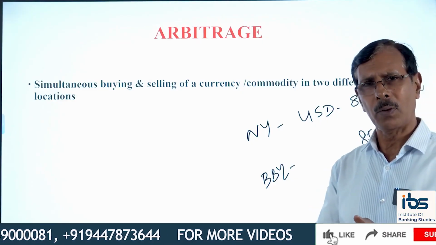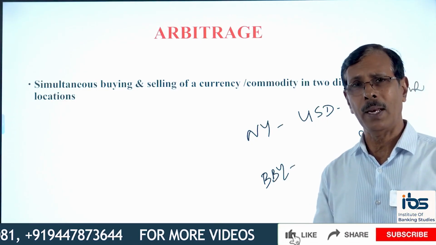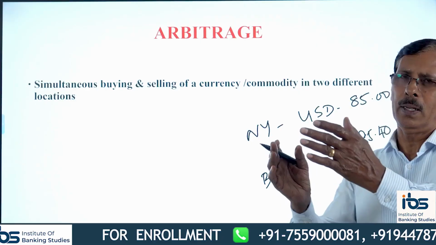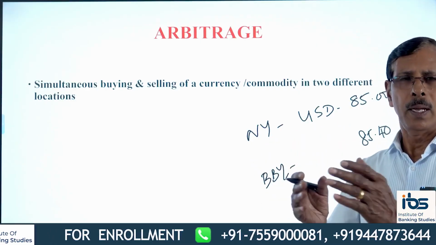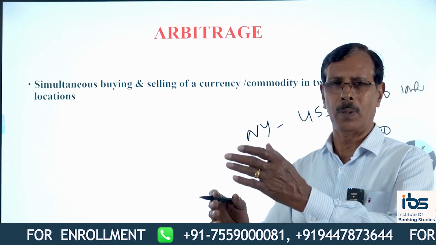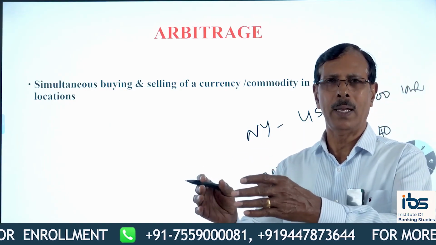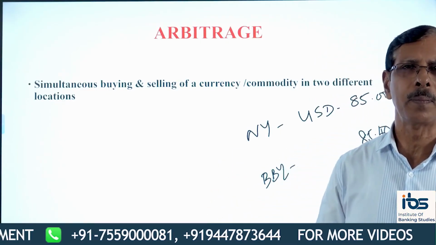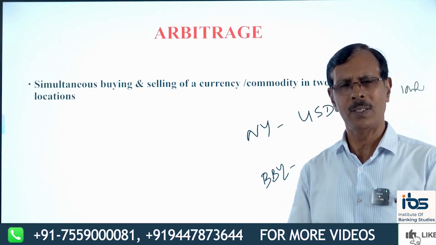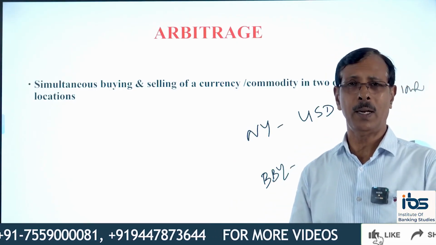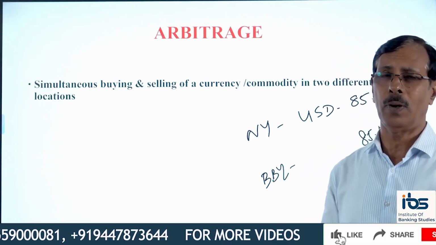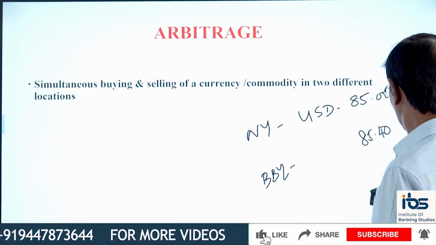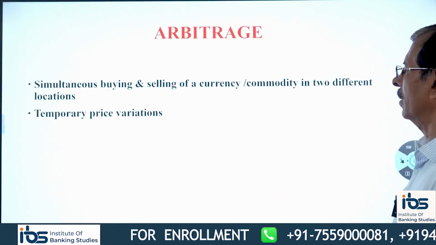This can be not only in foreign currency, it can be in a commodity also. When apple is grown in, say, Himachal Pradesh, the arbitrator goes to Himachal Pradesh, to Simla or some other place, and buys apple from the farmers at, say, 100 rupees per kg. Simultaneously, he sells it in Mumbai or in Bangalore at, say, 105 rupees. So you get a profit of 5 rupees. This is called an arbitrage transaction. Therefore, the term arbitrage applies not only for a foreign currency, it can be used for a commodity also. And this is simultaneous buying and selling.